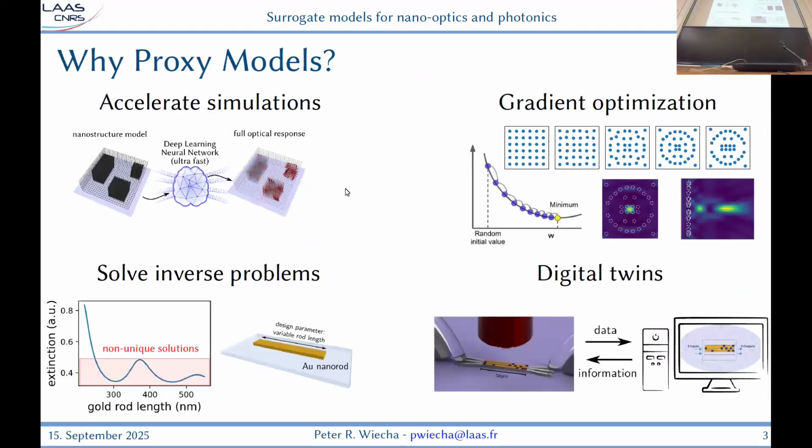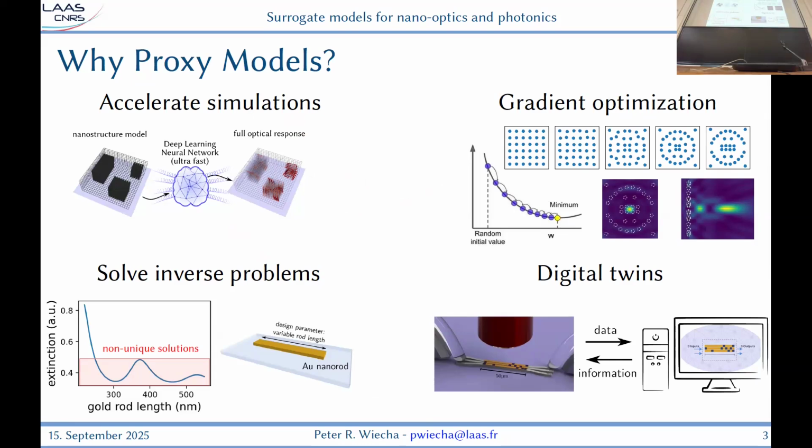Okay, so Philip also started with the same question: what can we use proxy models or surrogate models for? So, first, maybe the most obvious thing is to accelerate very slow simulations. This is maybe the most obvious thing that people started to use deep learning models for at the beginning of the deep learning hype.